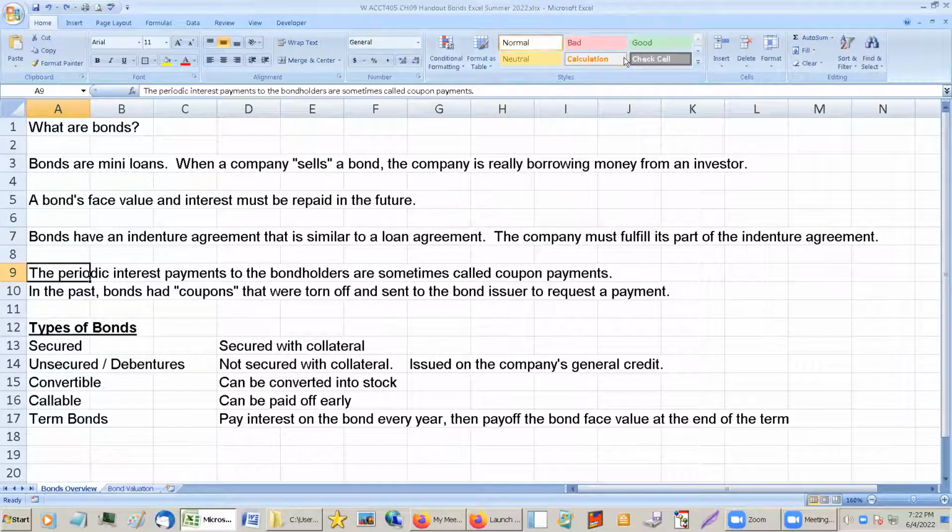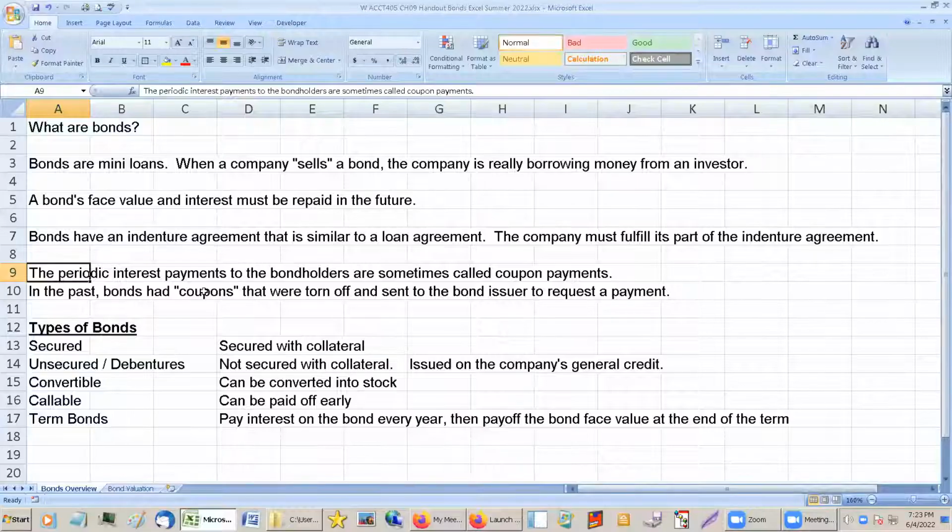Okay, so one of the odd carryovers from the past is terming interest as coupons. In the past you'd have a bond and they'd have these little tabs on the bottom and you'd rip one off and mail it in, and they would send you the payment for the bond. So you had to tear these off and send them to the company, and the company would send you a check based on how many of these coupons you sent in.